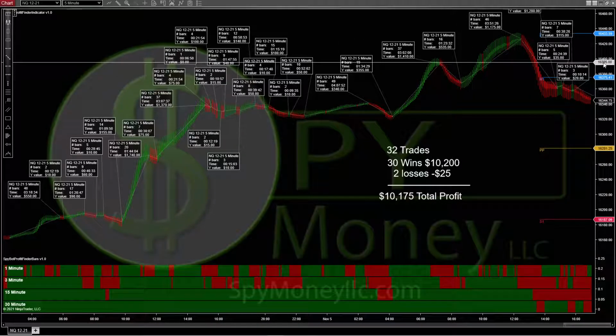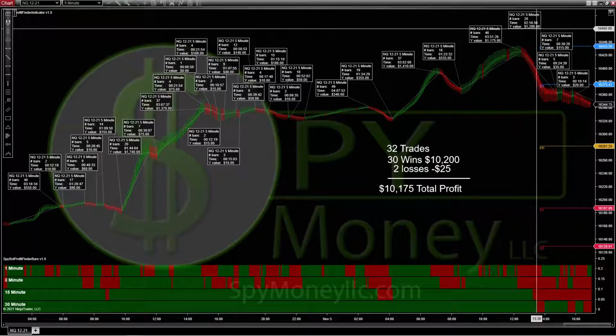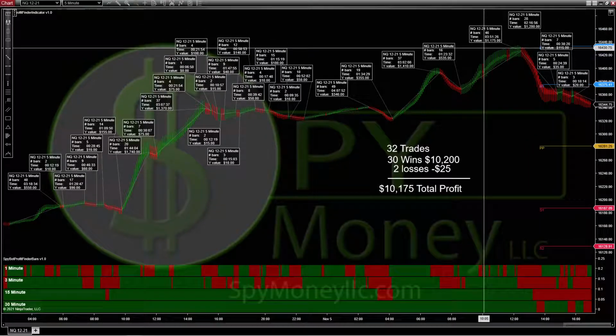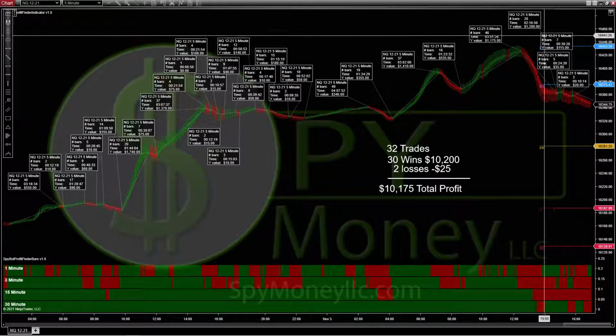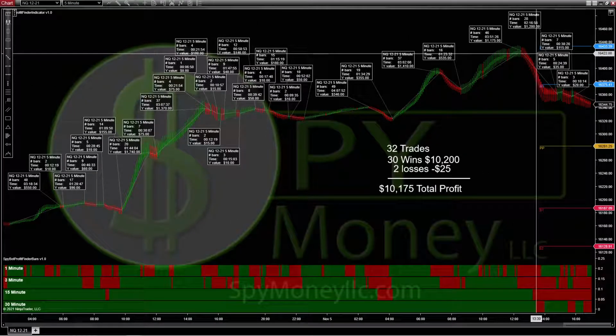So you can go through here. You can pause this and look at it. We've got one up there that is 1280 at the end of the day. So there's 1175. There's some big numbers in here. And if you just trade the indicator by itself, that's how much money you would make.